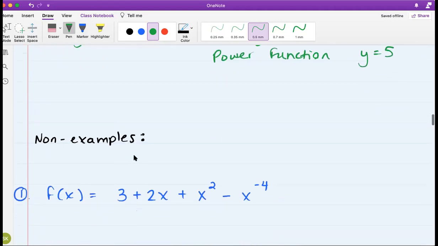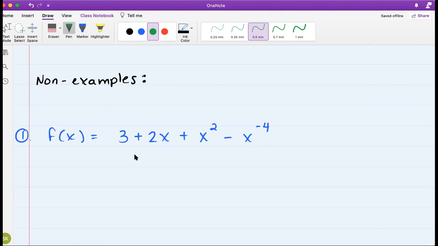Okay, here I have some non-examples, and let's figure out why they're non-examples. The first one is f of x is 3 plus 2x plus x squared minus x to the negative 4th. All of the coefficients in front of these x's are real numbers. You have 3, 2, 1, and a negative 1. The issue is right here, this negative 4. Remember, I said that the powers on the x's have to be non-negative integers. This is a negative integer, so this is not a polynomial function.